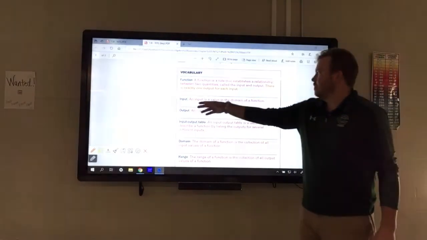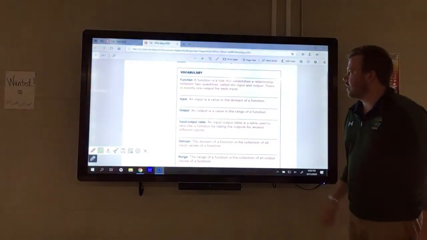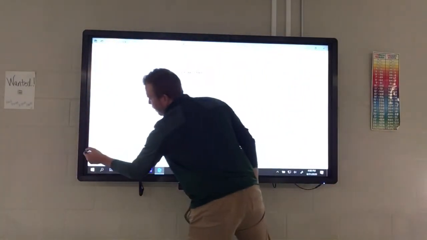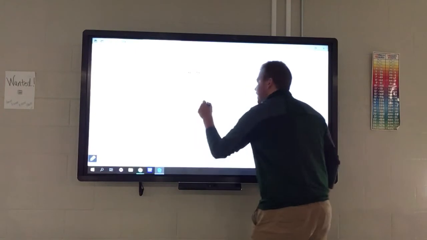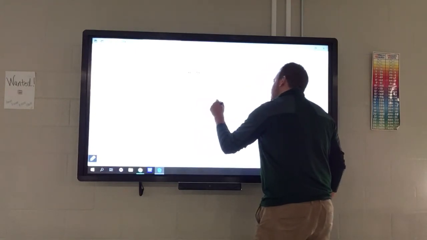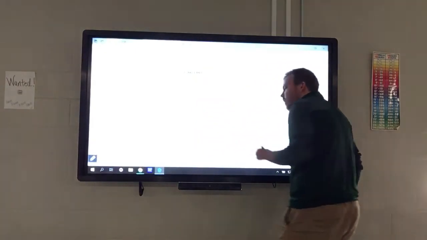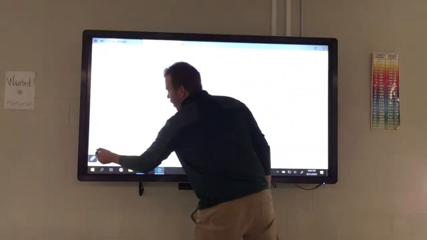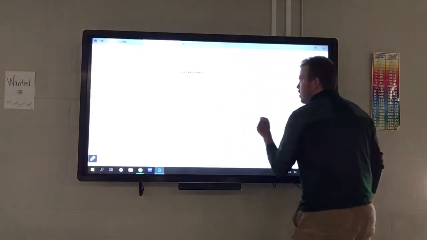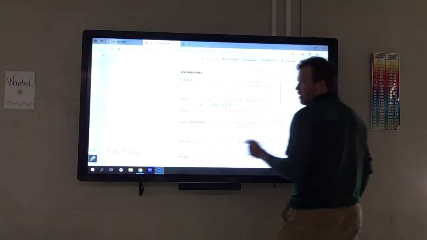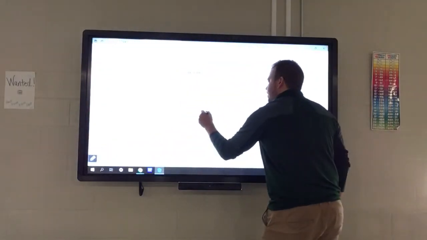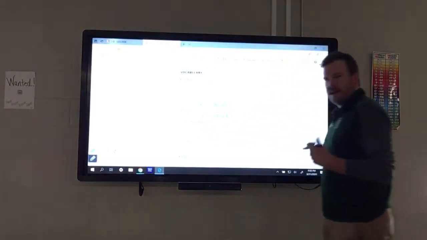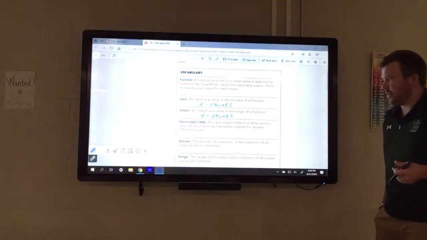Next, input. An input is a value in the domain of a function. So input, we also call the domain. This is typically x values. Now, of course, we don't always use x and y, but typically it's our x values. Then our output, we like to call the range. And this is typically our y values. So input x value, output y value.